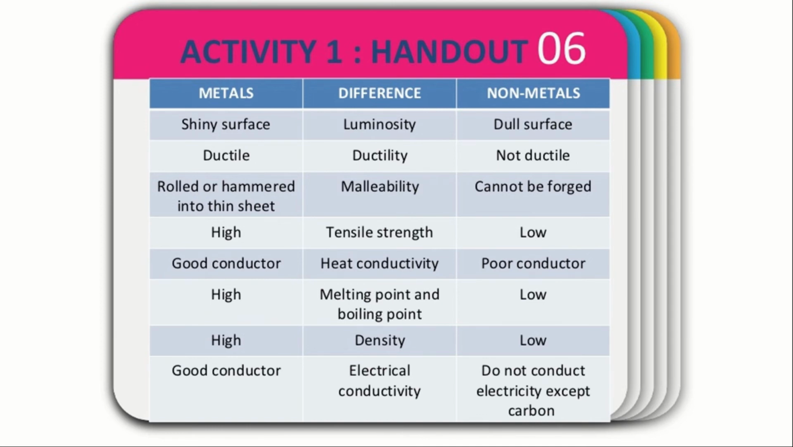Metals have high melting and boiling points. Nonmetals have low melting and boiling points. Metals have high density and nonmetals have low density. And finally, metals are good conductors of electricity, and nonmetals do not conduct electricity except carbon fiber.